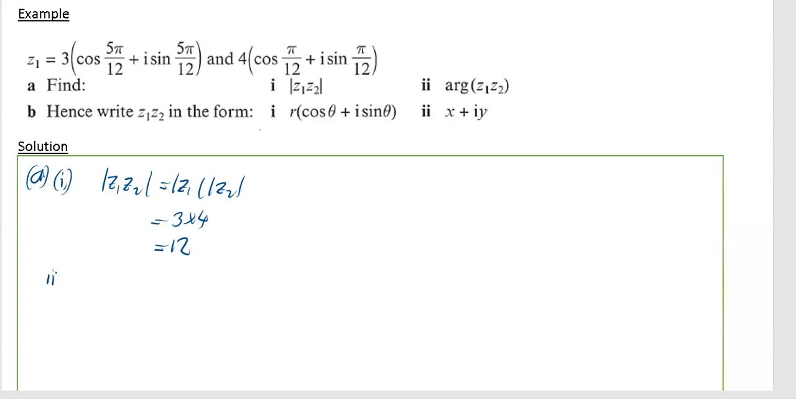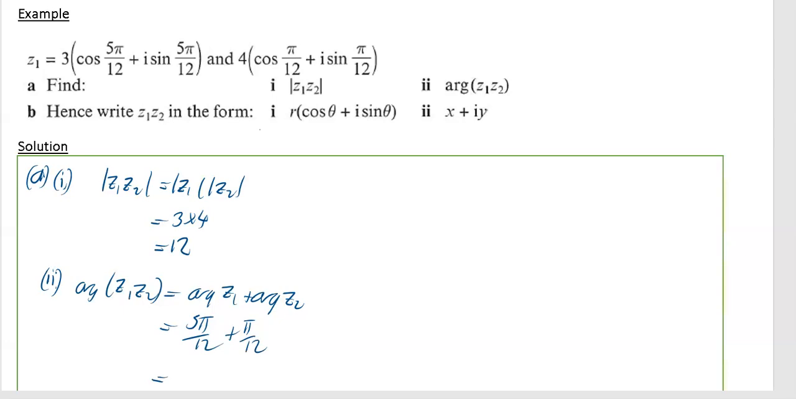For part B, it asks you for the argument. So the argument of z1 times z2 is equal to the argument of z1 plus the argument of z2. And in this case, that's going to be 5 pi over 12 plus pi over 12, which is going to be 6 pi over 12, which is pi over 2.